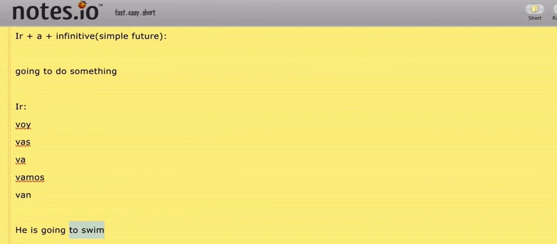And so overall, ir plus a plus infinitive is something that is very useful, especially because it eliminates the need for you to really learn the future tense unless you want to understand when people speak to you. But either way, it is probably the most common way that they talk about doing stuff in the future in Spanish. And so if you know ir plus a plus infinitive, you can literally talk about anything in the future as long as you know the infinitive of what you're trying to say.